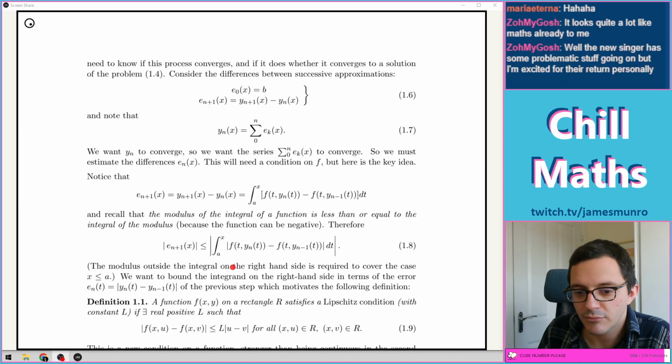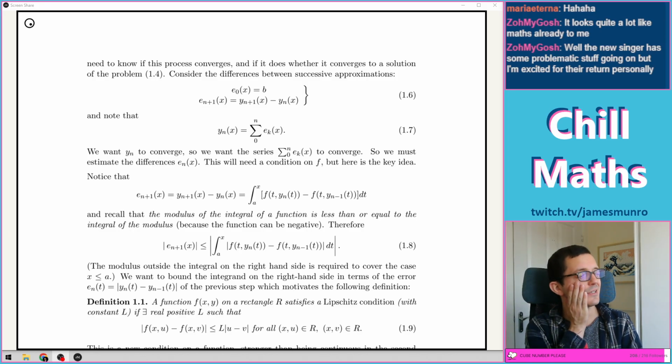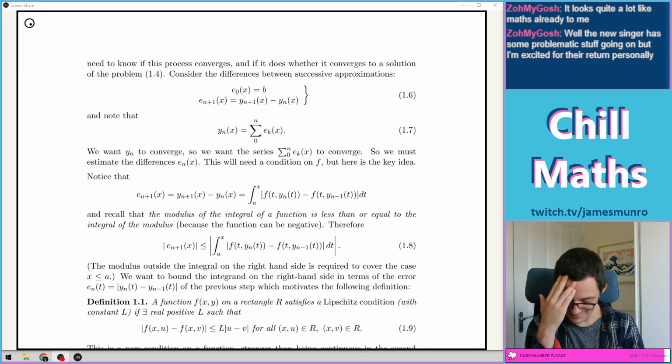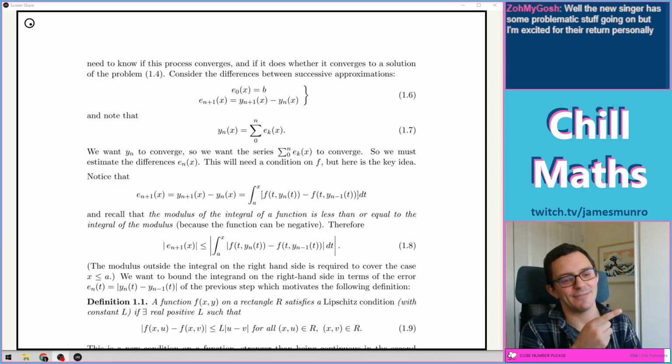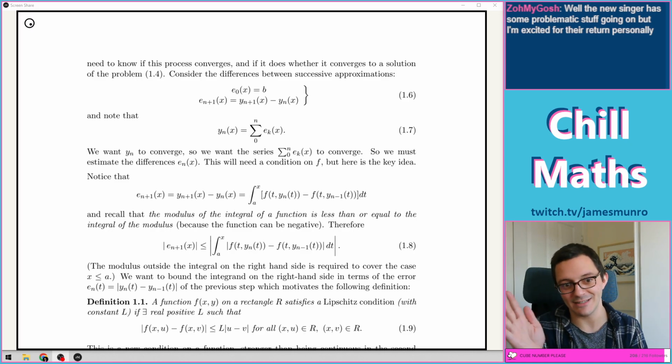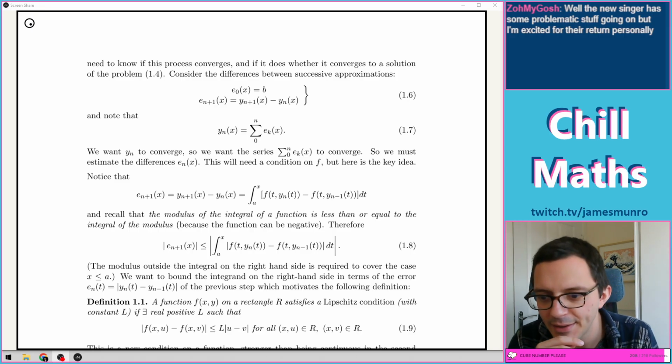Right. Why is there a modulus outside? No, I do know this. If x is less than a, if you're integrating right to left, that is silly, but sure. We've had this before on the stream, haven't we? Integrating from right to left gives you negative numbers because it's reading the area backwards. Good-o.